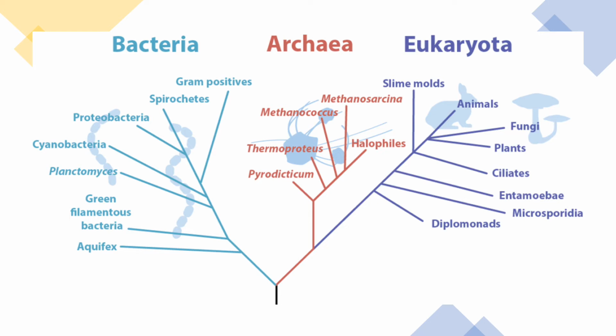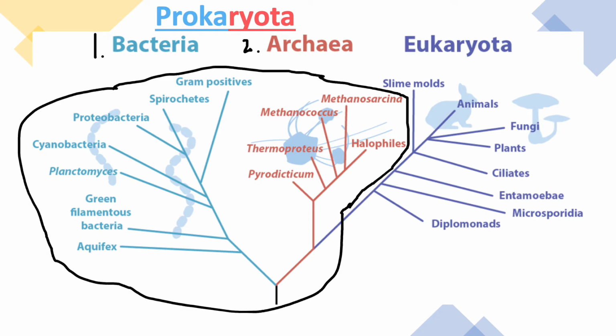So cells can be broken up into three main domains: bacteria, archaea, and eukaryota. In this video, we're talking about the prokaryotic organisms, or cells, which bacteria and archaea fall under. So we're talking about this circled area right here, the blue and the red.